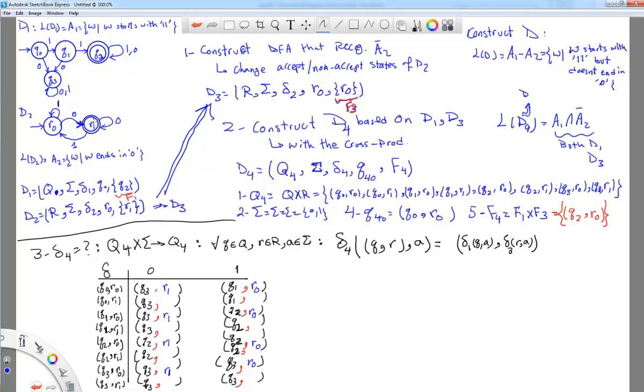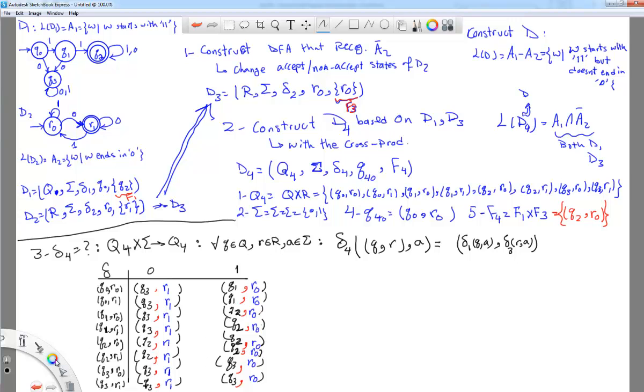R sub 1 with 0 stays in R sub 1. So these guys stay at R sub 1. And then R sub 1 with 1 goes to R sub 0. So this is going to go to R sub 0, R sub 0, R sub 0, and R sub 0. Let me clean these up a little bit also. So that's one pair there, one pair there, and one pair there.